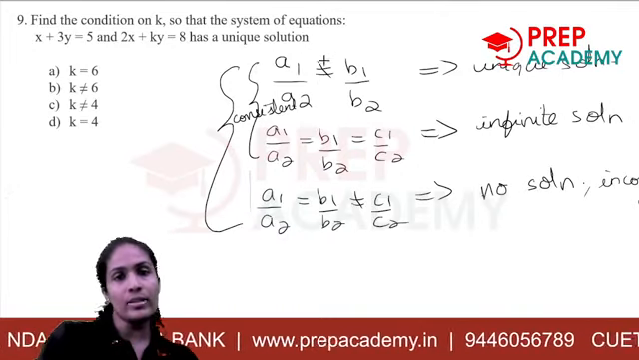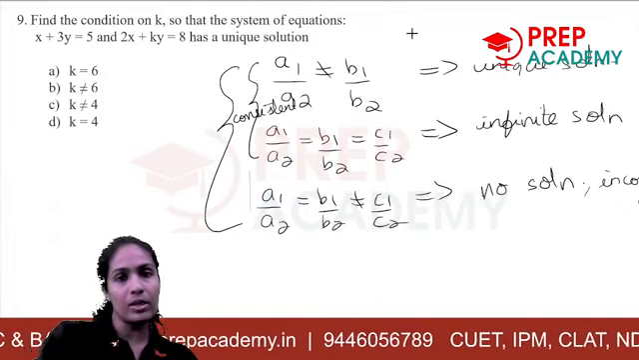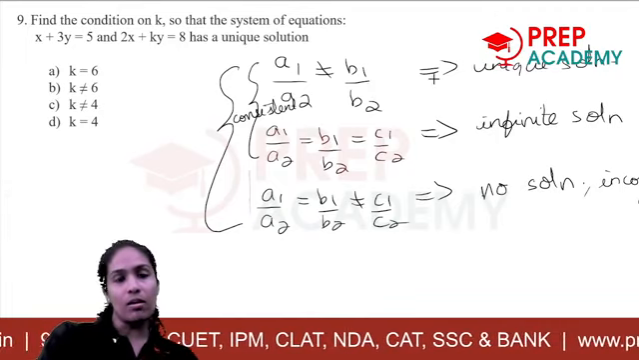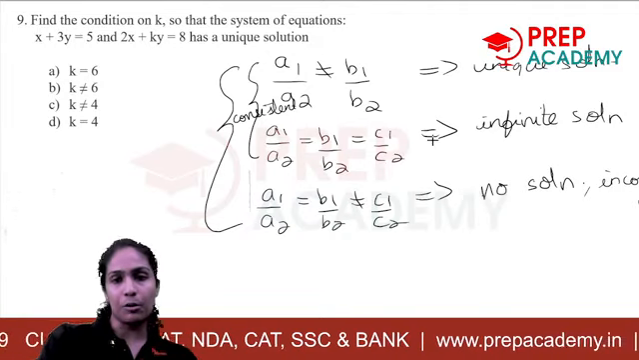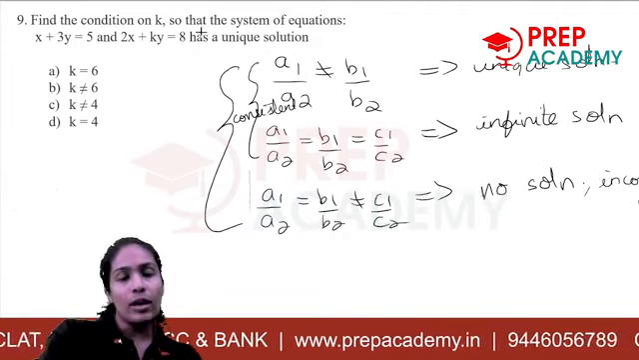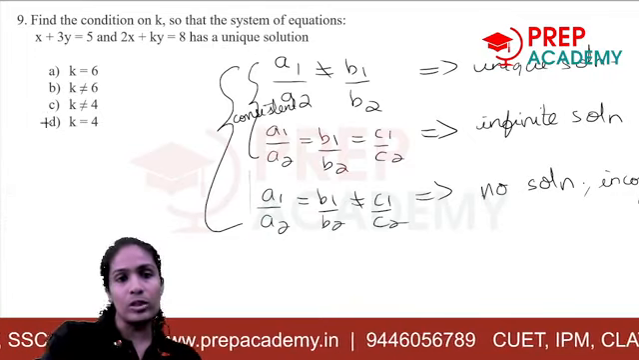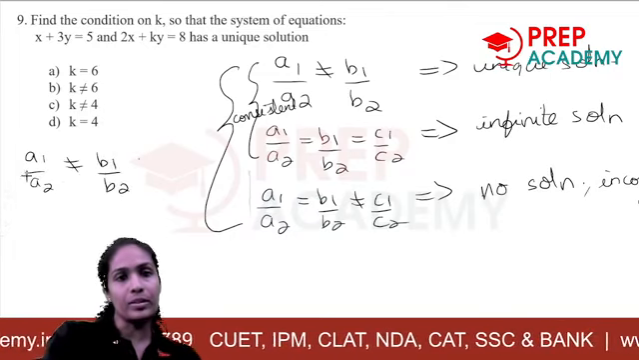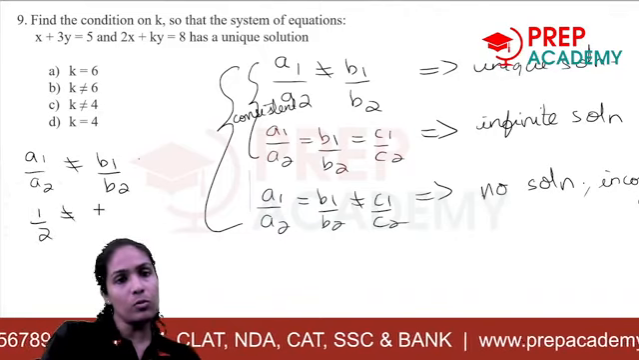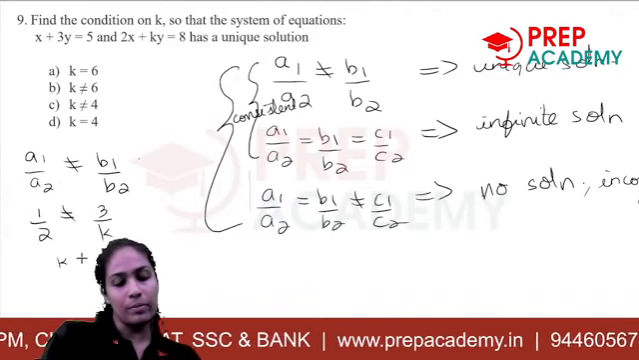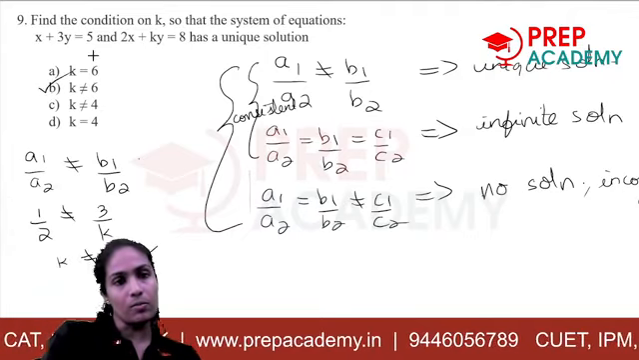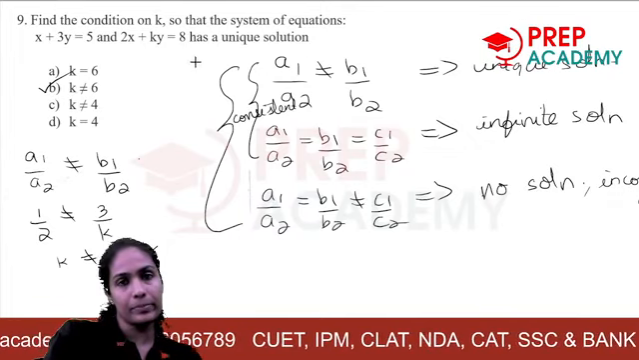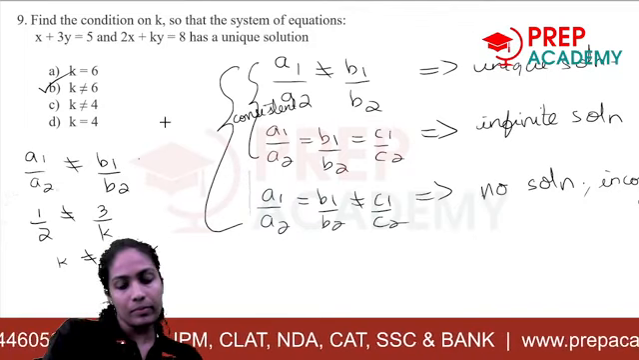a1 denotes the coefficient of x in the first equation, a2 denotes the coefficient of x in the second equation, b1 denotes the coefficient of y in the first equation, b2 denotes the coefficient of y in the second equation, c1 denotes the constant in the first equation, and c2 denotes the constant in the second equation. So here you have to find the value of k for which the system possesses a unique solution. So the condition is a1 by a2 not equal to b1 by b2. That is, 1 by 2 not equal to 3 by k. Cross multiply: k not equal to 6. The correct option is option B, k not equal to 6.